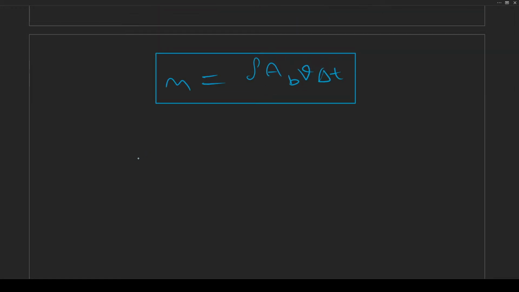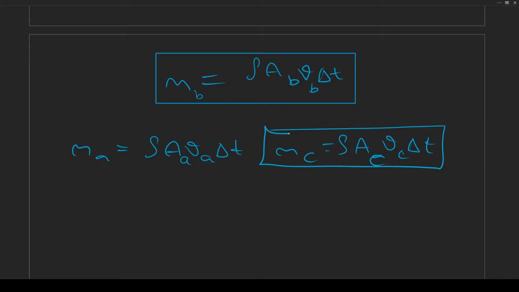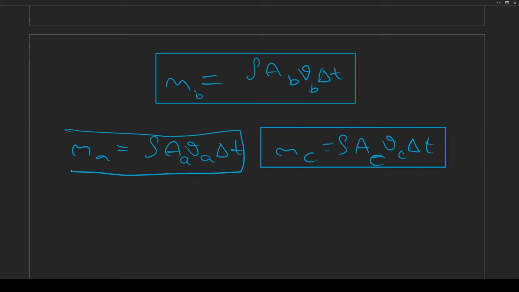And this is mass at surface B, which we do not need to denote like this, but let's denote it for now. And mass at surface A is equal to rho A VA delta T, and similarly for C. We will get these equations. Due to conservation of mass, MA is equal to MB, which is equal to MC.